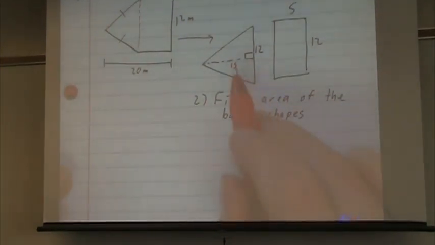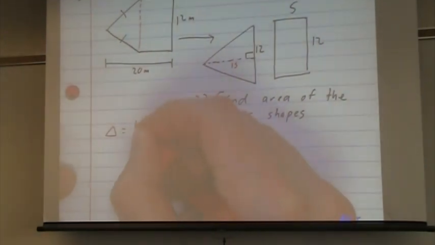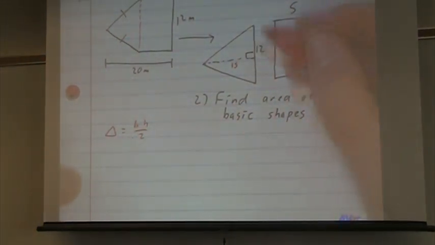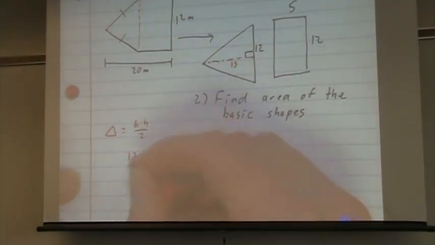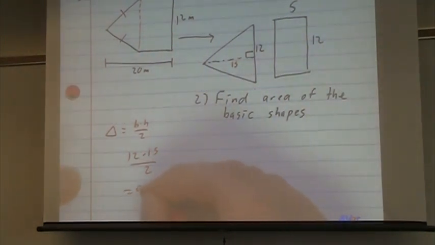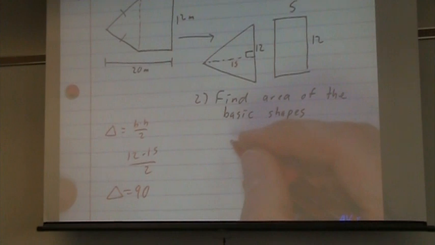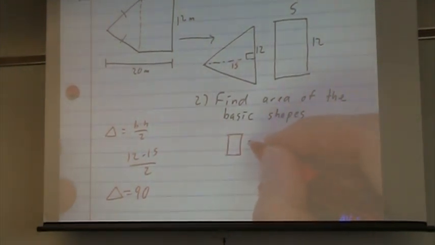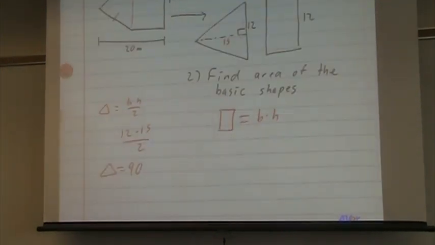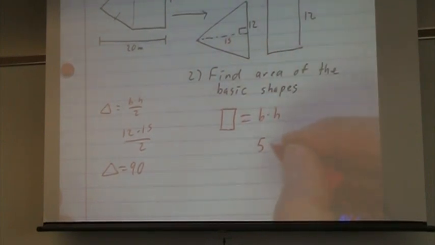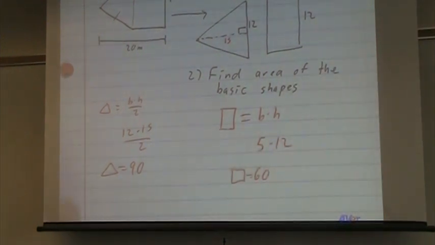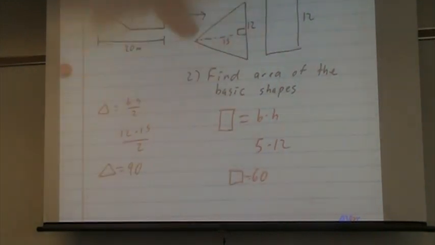And we have a triangle. So our triangle formula is base times height divided by 2. Our base is that 12. Our height is that 15. And that's going to give us a 90. So my triangle is 90. And my rectangle, that formula is base times height. My base would be 5. So the same as here. My height would be 12. So 5 times 12 is 60. Now I have the area of my two shapes.